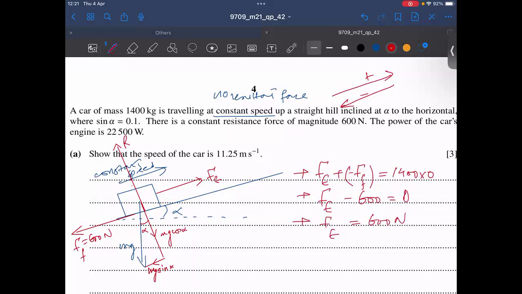And I know how to calculate the power. How do you calculate the power? That is the force of the engine times the average velocity, your average speed.